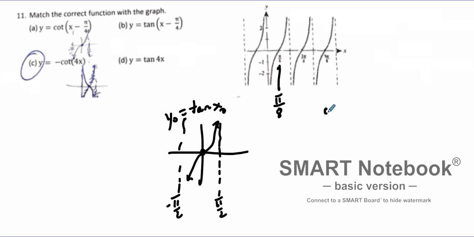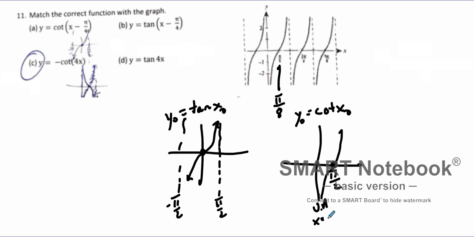A cotangent graph, and this is what you have to know. Cotangent graphs start at pi over 2, that's where the 0 is, and then you go like this, it goes whoop. So you have vertical asymptotes here at 0, so x equaling 0, and then x equaling pi right here. So we have these two values right there.